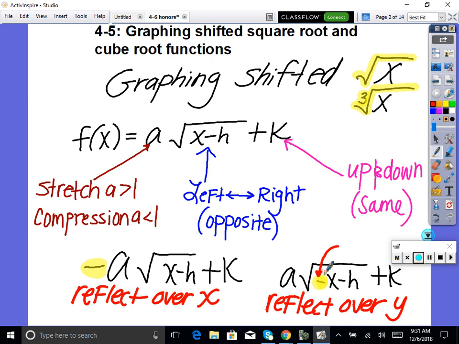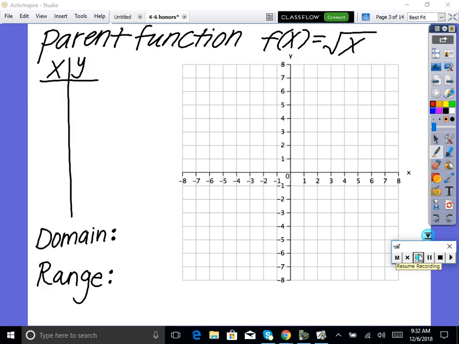So we're just going to take these parent functions and transform them. You will have graphs on the back of your worksheet. This is the work I need to be seeing. Okay, so this is how we're going to do it, guys. Let's look at the parent function of f of x is equal to the square root of x. We've got to be able to see how we get these points.